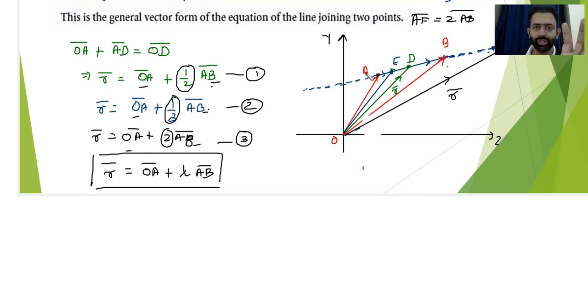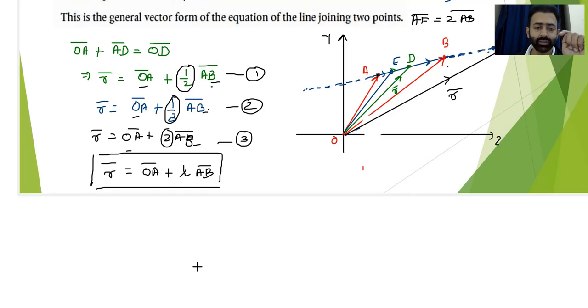As in the Cartesian system, you need two pieces of information to find the equation of a straight line. One is the point and second is the gradient. Similarly, the counterpart here is that the point corresponds to the position of point A, and the gradient corresponds to the direction along which you are moving. That direction is given by vector AB and the initial position is given by A.